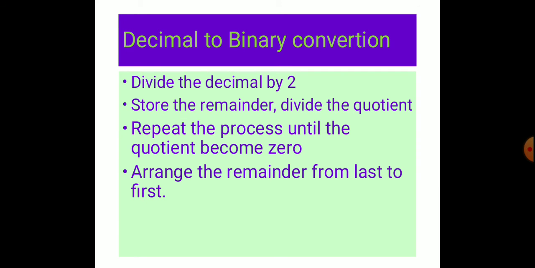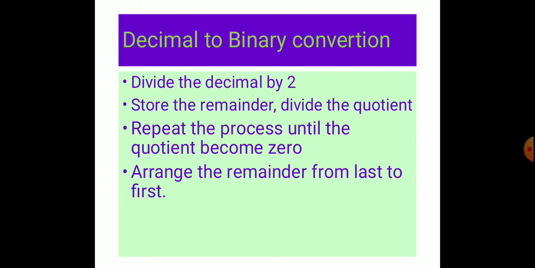Next we will see how to convert a decimal number into its binary form. First you take the number. See, we have to follow some steps. 3 steps or 4 steps we can follow for this. The first one, decimal number. Given decimal number is divided by 2.